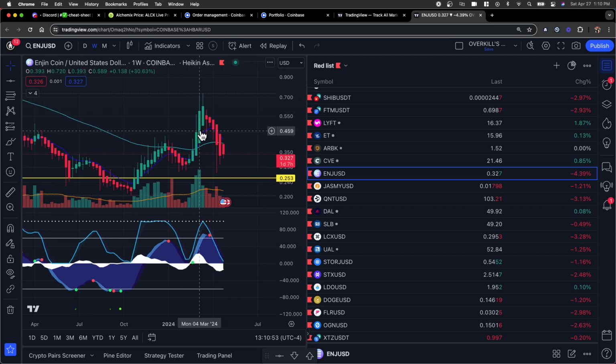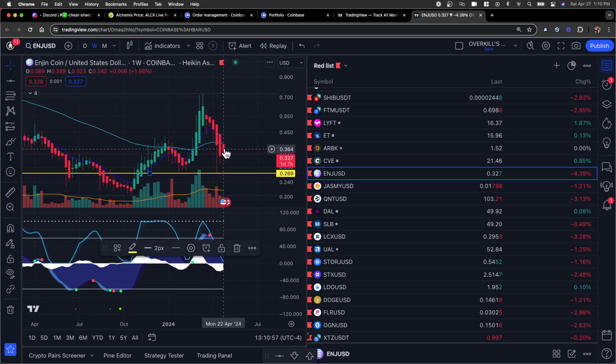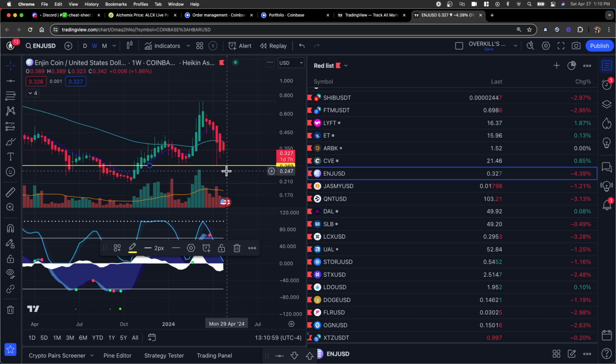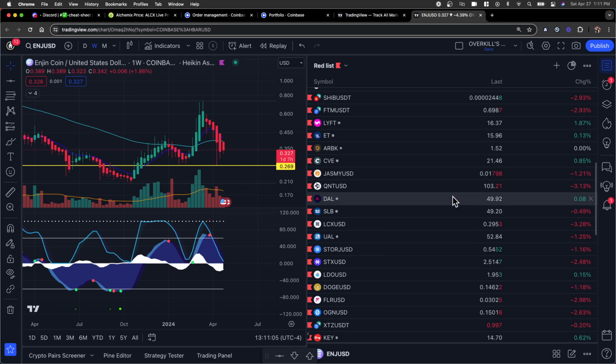ENJ, stochastic back on the floor there. It is below our 50-week, but barely. You're getting it at a little discount here. 26 cents is my stop loss on ENJ. Watch for a move higher on this one. I'm going to add this one to the list. Just make sure you use that stop loss at 26.